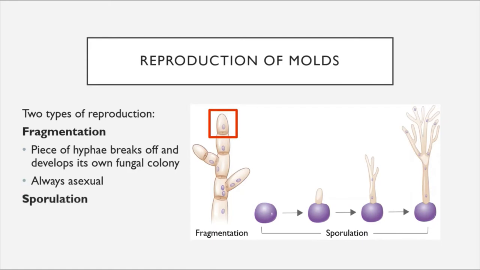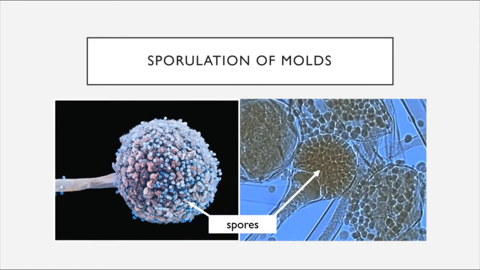There's also sporulation. So sporulation is the second type of reproduction that molds can exhibit. Spores, as we mentioned, are formed at the aerial hyphae of a mold. And sporulation can be asexual or sexual. We'll talk about both asexual and sexual sporulation in just a moment, but here's a close-up picture of spores formed in aerial hyphae of molds. Here we have an image under a light microscope, and here we have an image under an electron microscope.